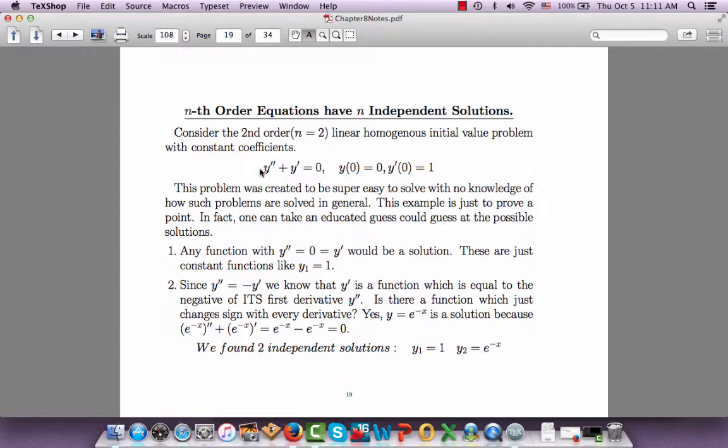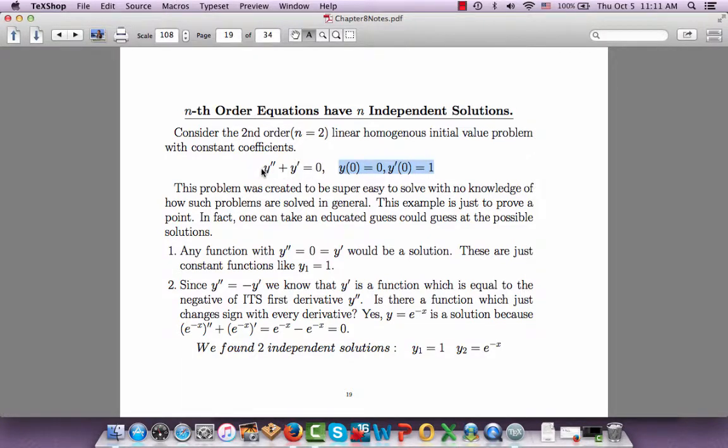So we're starting with a second order linear homogeneous equation with constant coefficients, and we've been given two initial conditions. We want the function y that satisfies the equation, but we also want y of 0 equals 0, which means its graph goes through the point (0, 0), and y prime of 0 equals 1, which tells us that at x equals 0, the slope of the tangent line is 1.